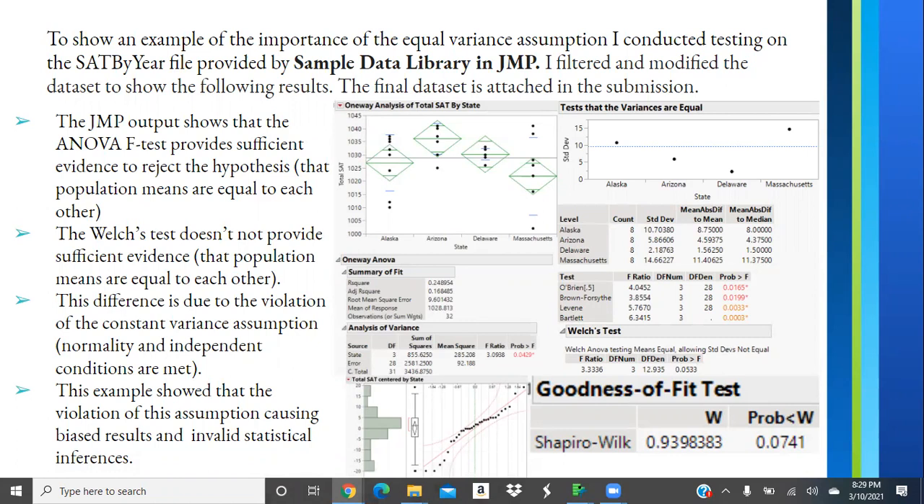This example shows us that the violation of the equal variance assumption can cause biased results and invalid statistical inferences. That's why it is important to check the equal variance when using ANOVA testing.